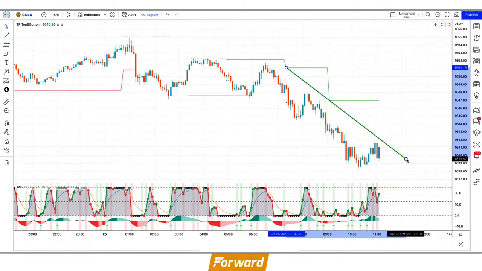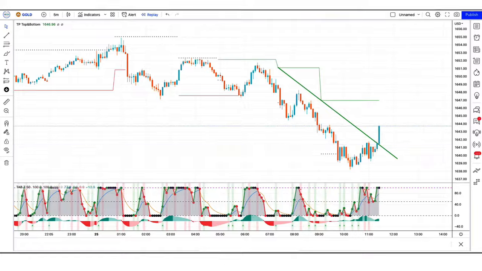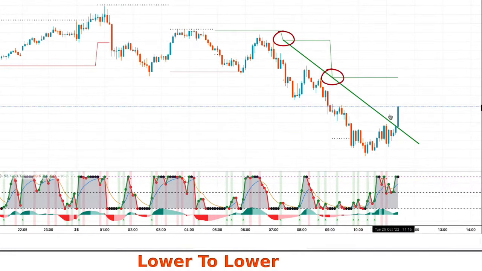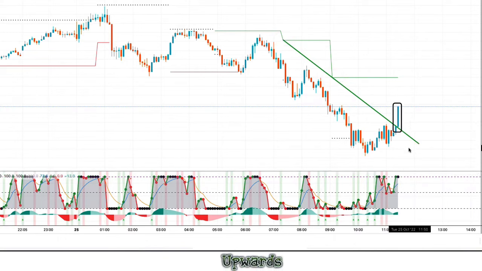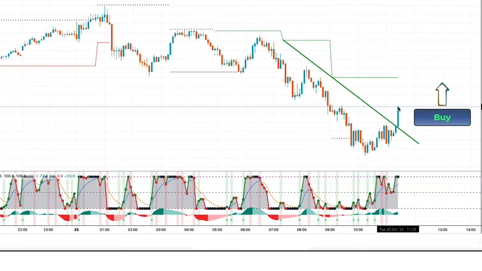We take the trend line forward. Here the TP top and bottom indicator is made lower to lower. The market crosses the trend line completely upwards. The top and bottom oscillator indicator of TAB line is overbought. So all our conditions are being fulfilled, so we are placing an order to buy.